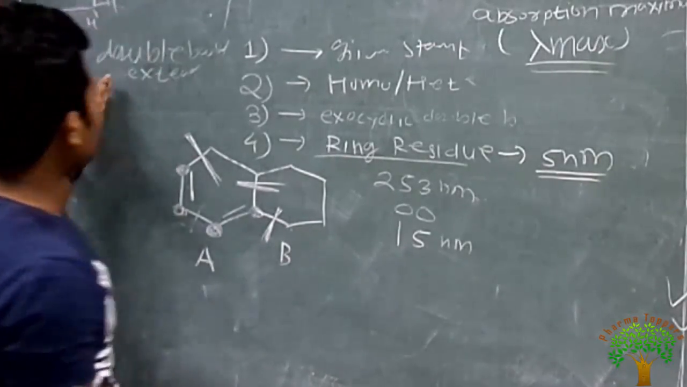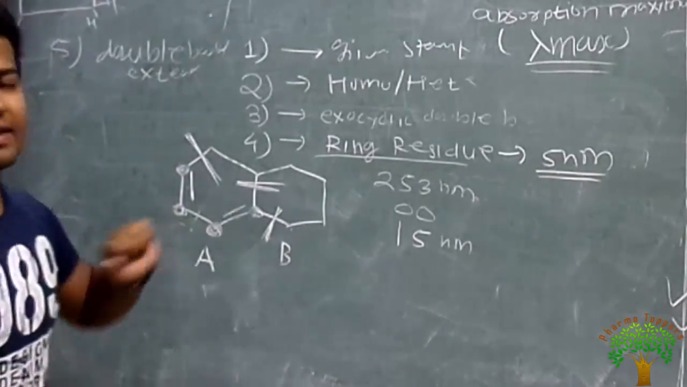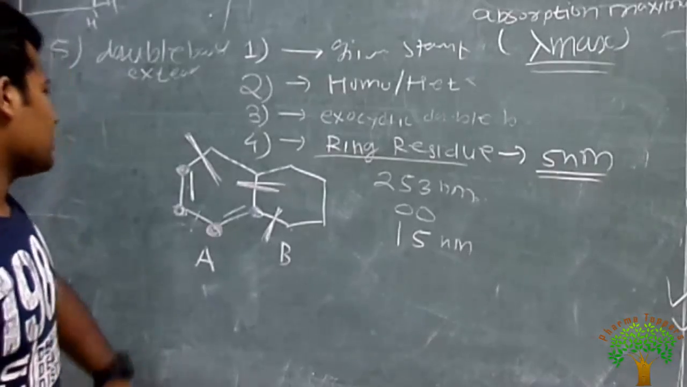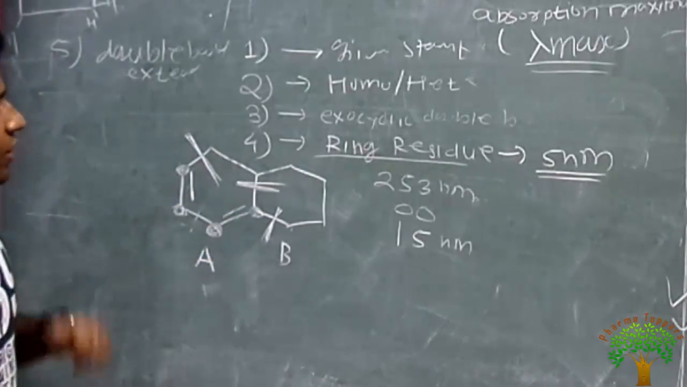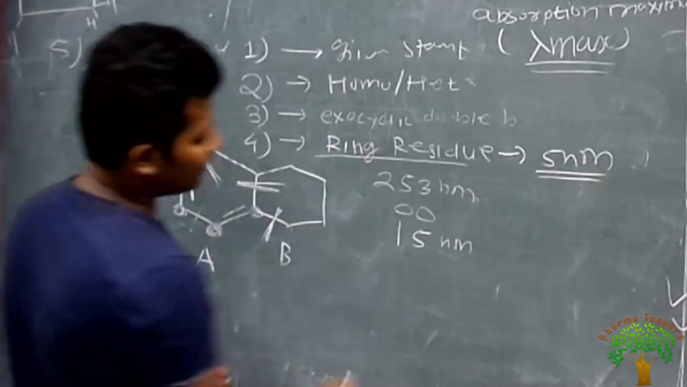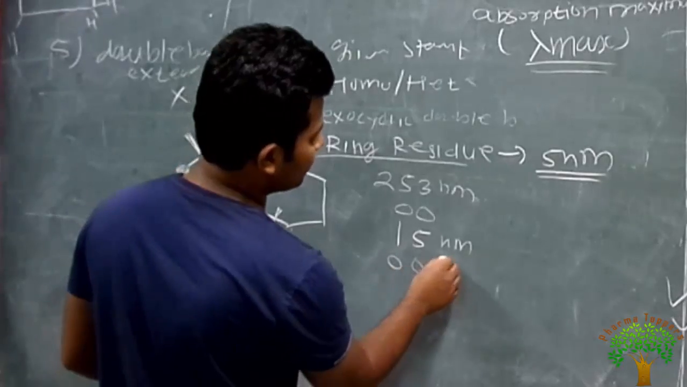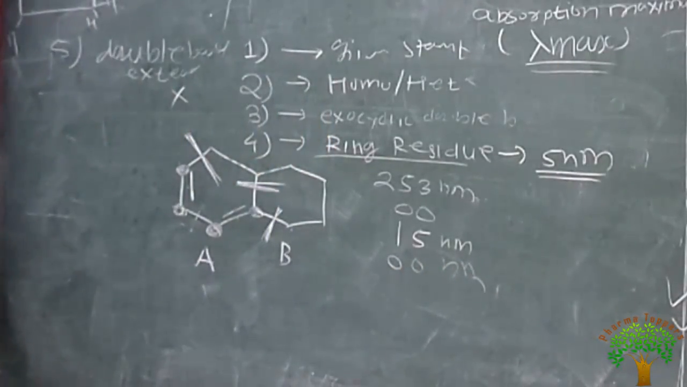There is a chance of a double bond extending conjugation only when there is an extra double bond present apart from this diene. So there are only two double bonds present in the structure. Hence there is an absence of double bond extending conjugation, thereby taken as 0, because there is an absence of an extra double bond.